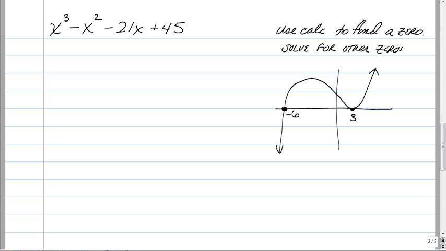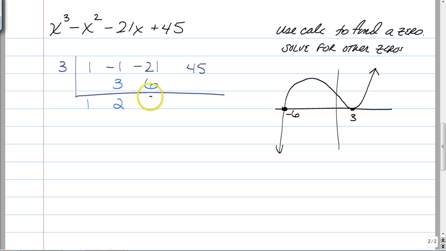So when your graphing calculator gives you two different zeros, which one do you pick? And the answer is any one you want. It doesn't matter. So if we're going to factor this and solve, what we're going to do is pick one. I'm going to pick 3. And I'm going to put the 3 on the outside, and then inside we're going to have our 1, -1, -21, and 45. Again, there's 4 terms, but it couldn't be grouped. Drop down your 1, and that's going to give you a 3. So we have a 2. That's going to give us a 6, which is going to give us a -15. And 3 times a -15 is a -45. So see, you have no remainder.